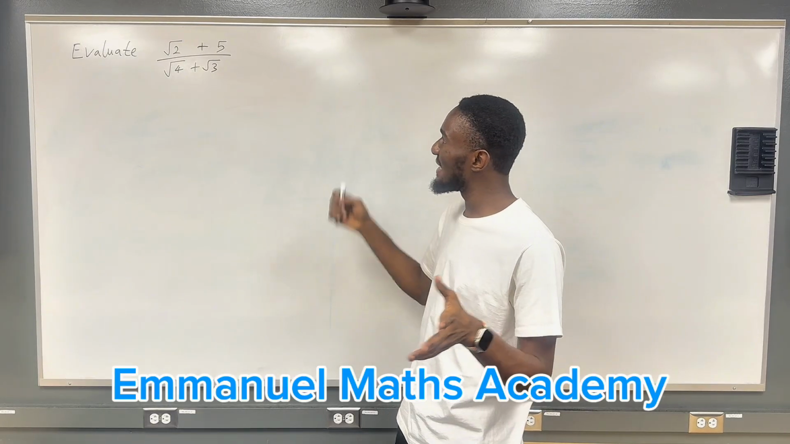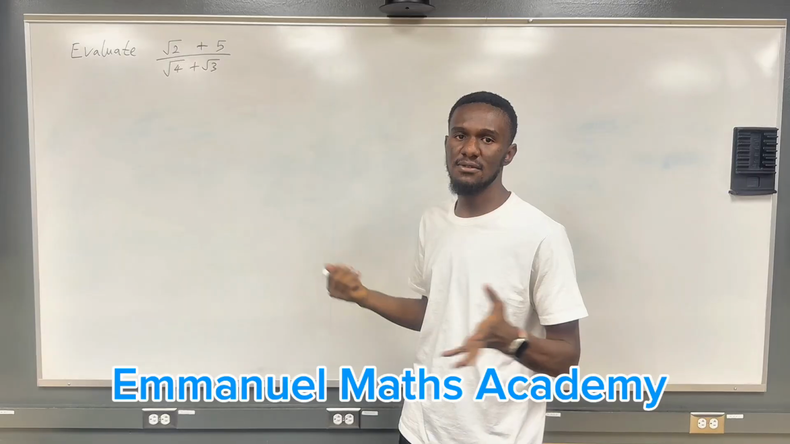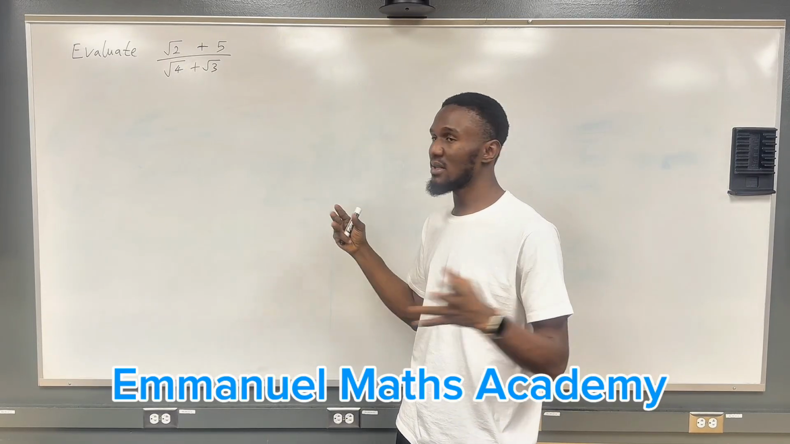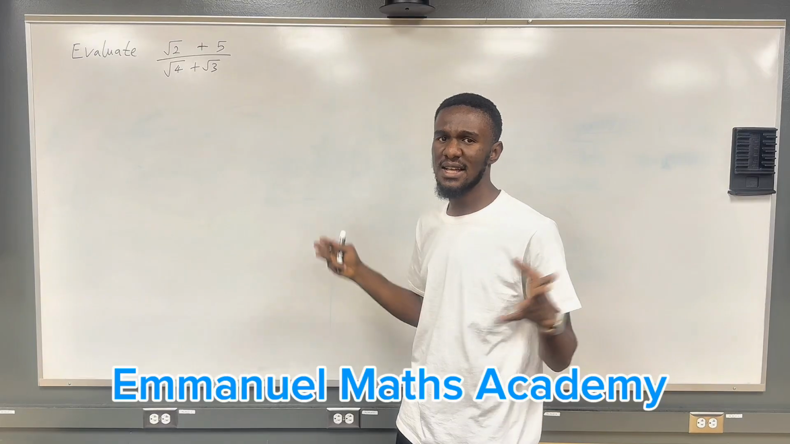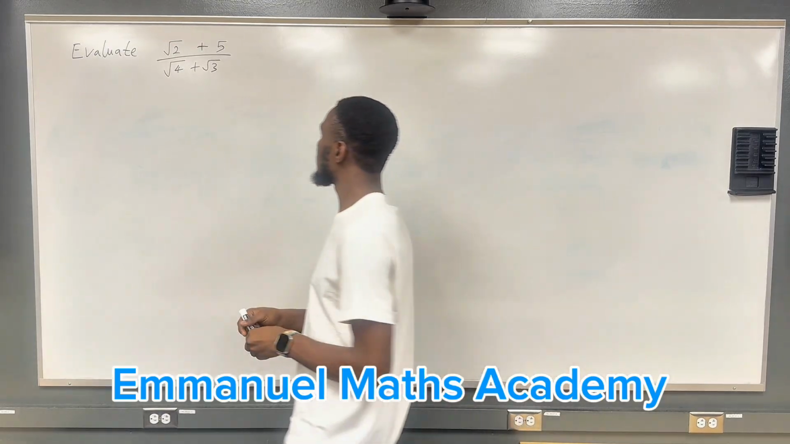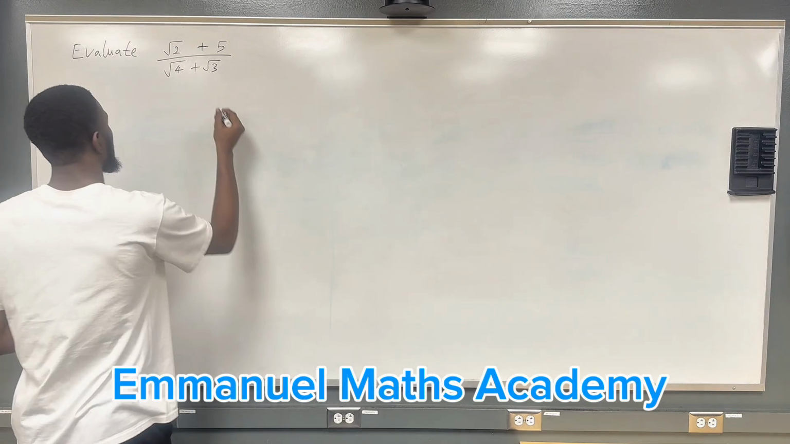To evaluate this, you first have to rationalize and find the conjugate. Then once you find the conjugate, you distribute. As simple as that, you get your final answer by simplification. Right, so look at what I mean. Solution.